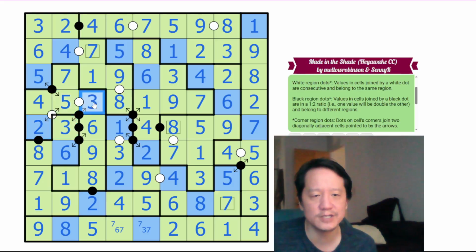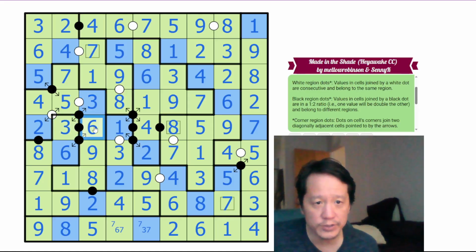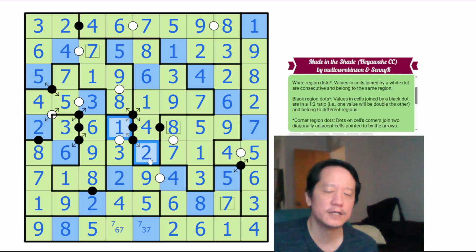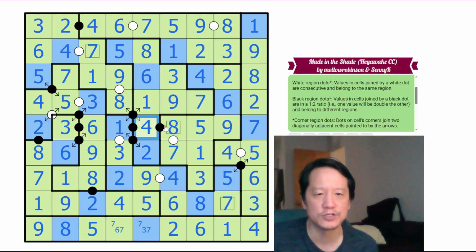3 and 3 doubled is 6, which is a 1 to 2 ratio. They are different regions. 3 and 6 are in a 1 to 2 ratio. They are different regions. 8 and 4 are doubled. They are in a 1 to 2 ratio, and they are in different regions. 1 doubled is 2, which is in a 1 to 2 ratio with 1. 4 and 2 doubled, which is 4, and they are all in different regions.